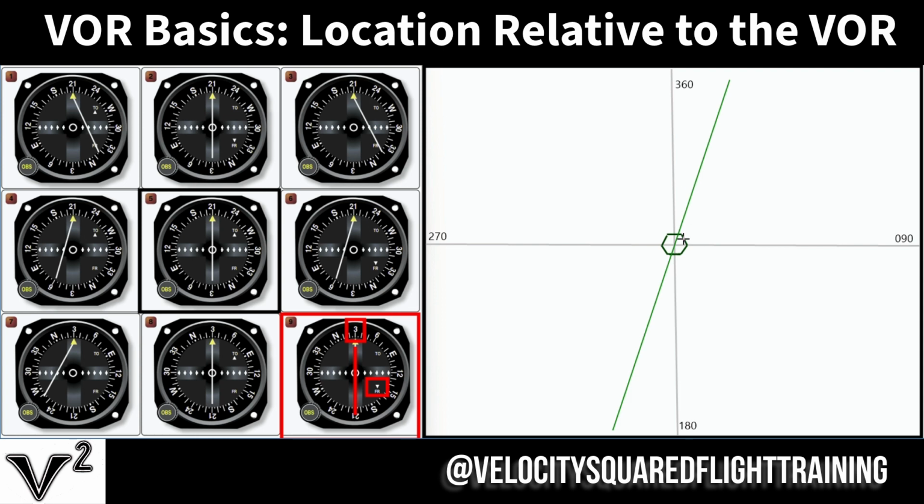And the 030 radial is coming out. Is it going into the VOR here? No, the 030 radial is coming out of the VOR this way, right? It's coming out of the VOR. It's coming, what we say, from the VOR, right? If we were on the 030 radial, hey, we'd be right here. If that had a To flag, we'd be 030 to the VOR.